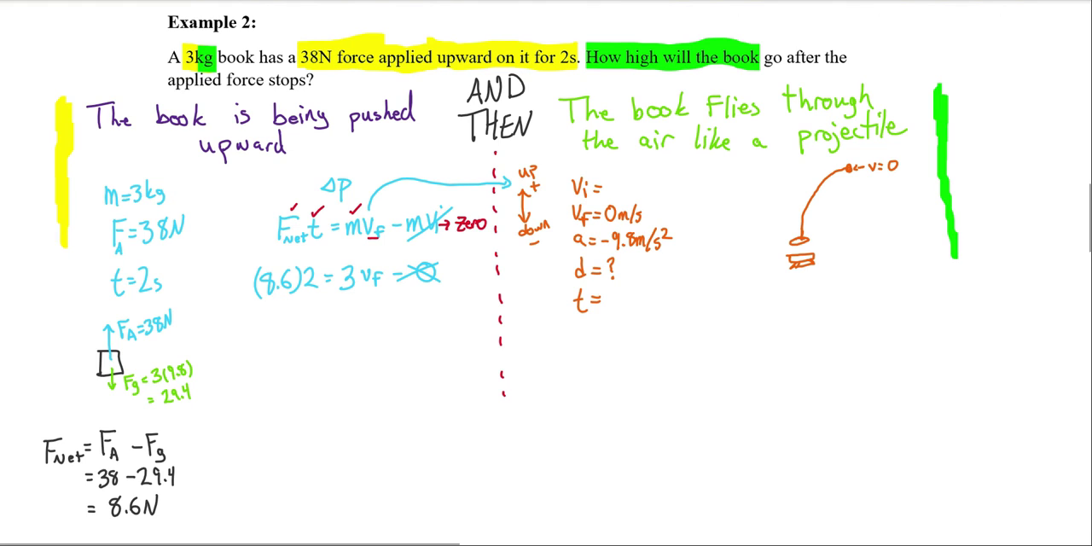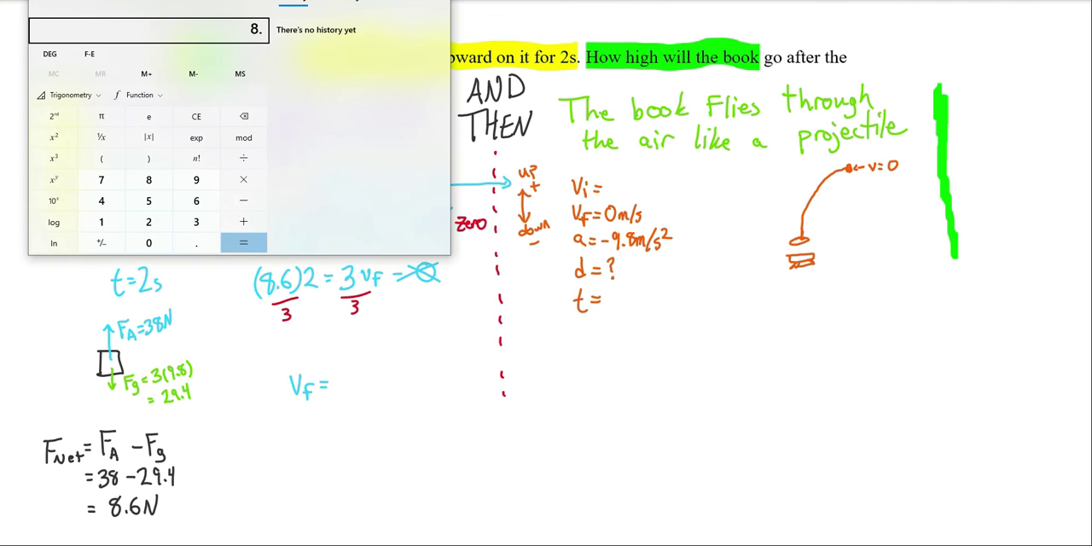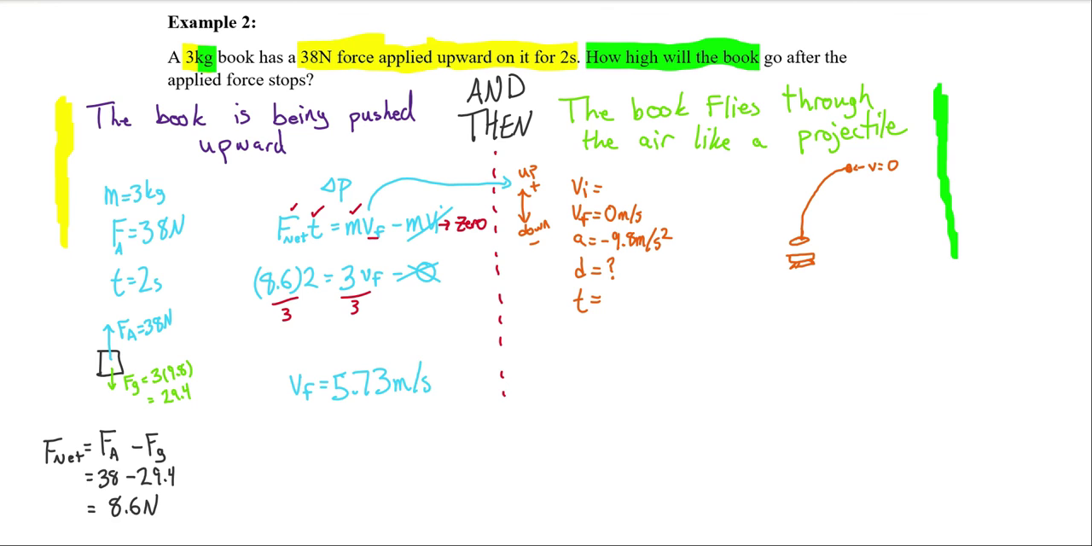All right, and to solve for VF on its own, divide by 3 on both sides. So let's bring out our calculator and find out what this final velocity for the book being pushed, or rather the initial velocity of the book flying through the air, is going to be. 5.73 meters per second.